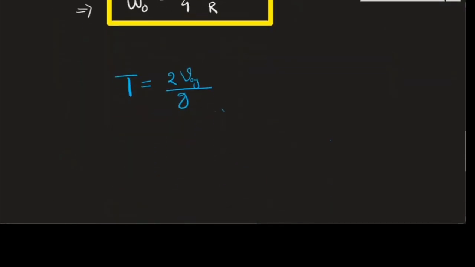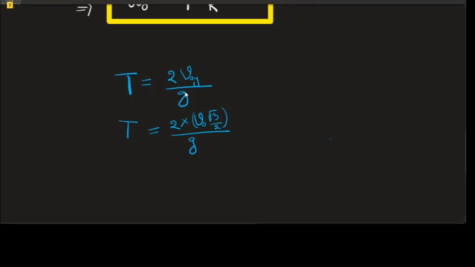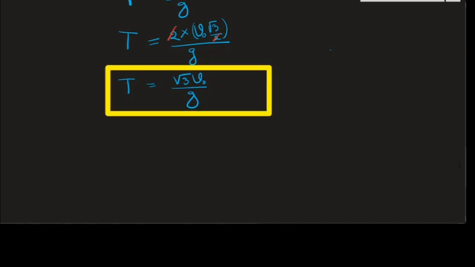In the vertical direction we can calculate, the vertical velocity is v naught times sine 60, which is root 3 by 2. This 2 and 2 we can cancel, and we obtain the time period of the to and fro motion, the periodic motion that will be happening, equal to root 3 v naught by g. So these three results we obtain.